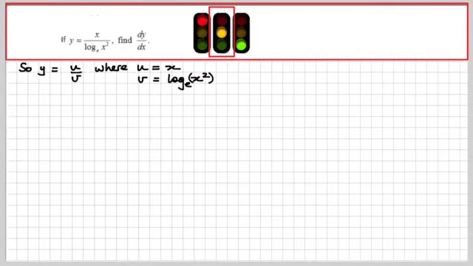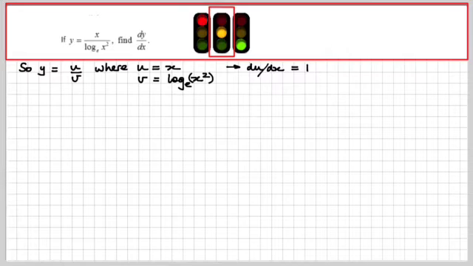So I've got y equals a quotient, u over v I'm calling it, where u is the numerator function of x, which happens to be x itself in this case, and v is the denominator function of x, which looks a bit nasty. It's natural log of x squared. Now, the first thing we do, guys, is we take the derivative of each of those terms. So du dx would be 1, and now think about this dv dx.